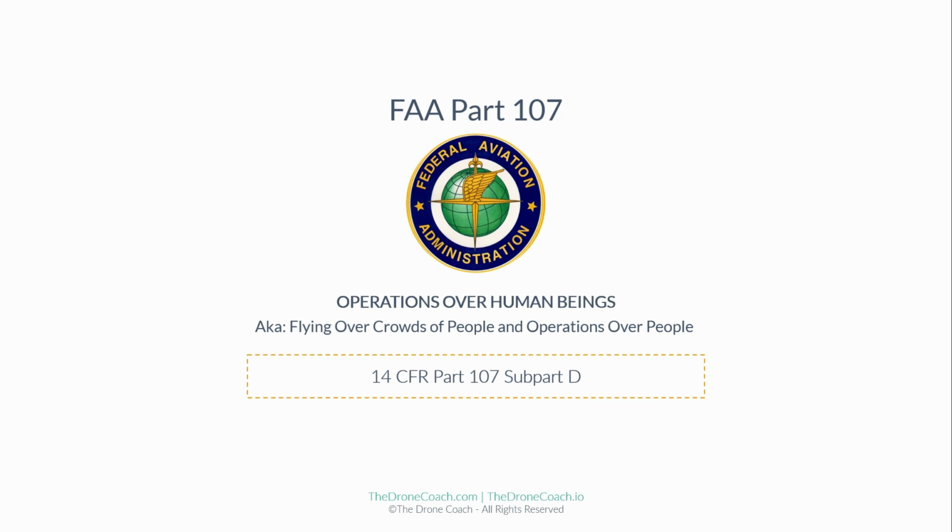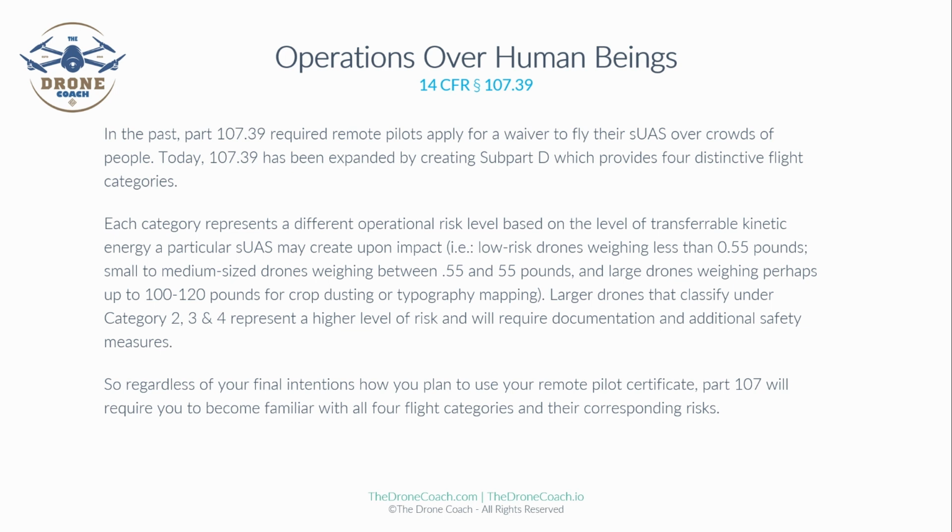Welcome to FAA Part 107, Operations Over Human Beings, also known as Flying Over Crowds of People and Operations Over People. In the past, Part 107.39 required remote pilots to apply for a waiver to fly their drone over crowds of people. Today, 107.39 has been expanded by creating Subpart D, which provides 4 distinct flight categories.